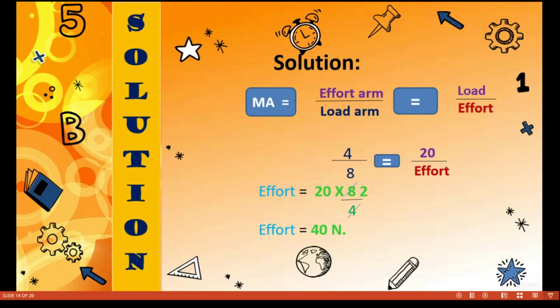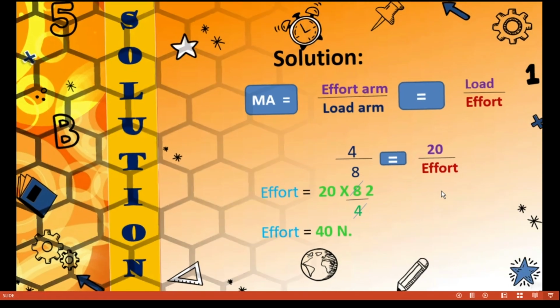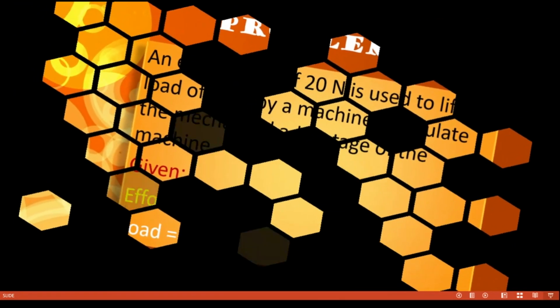object. Okay, this point, are you very clear with this point? Effort is taken to the left hand side and 4 by 8 is taken to the right hand side, that is 20 by 4 by 8. When this 4 by 8 goes to the numerator, it becomes 8 by 4. It's a simple mathematical logic: numerator becomes denominator and denominator becomes numerator, that's all. If you understand this point very clearly, it is very easy to solve this kind of problems. Now let us pass on to the next problem.